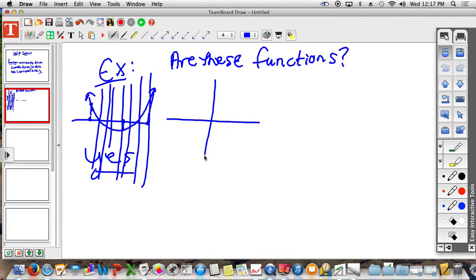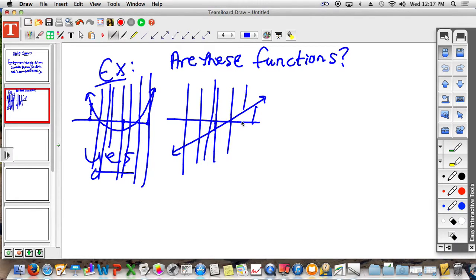What about this one? Is this a function? Yes. Does it pass the vertical line test? Yeah. For each x, is there only one y value? Yes. If I pick that x value, there's one y. If I pick this x value, it has one y value. So this passes the vertical line test, so yes.